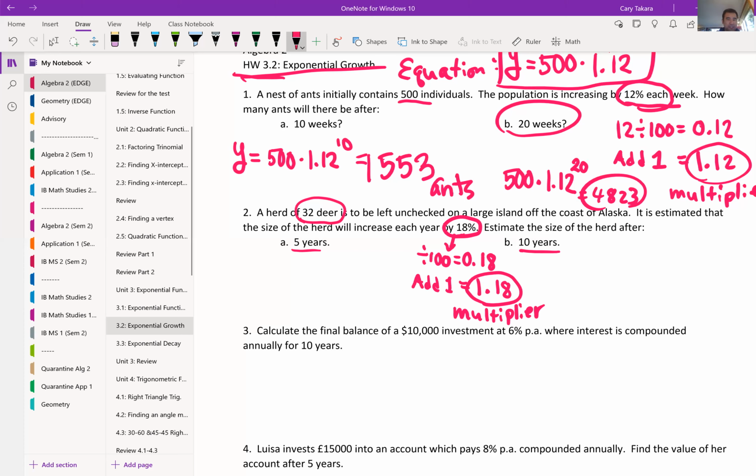So let's form the equation. Okay. So y equals initial value, that's 32. And then the multiplier is 1.18. And to the time, 5th power. Okay. So let's figure out. 32 times 1.18 to the 5th power. What do you get? 73 deer.